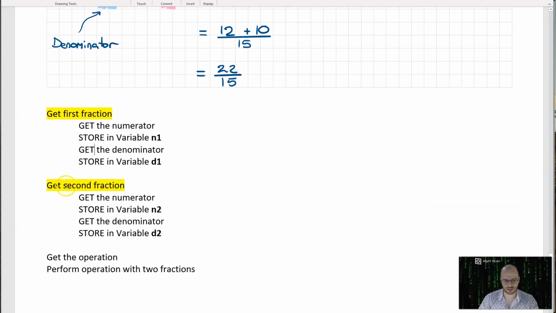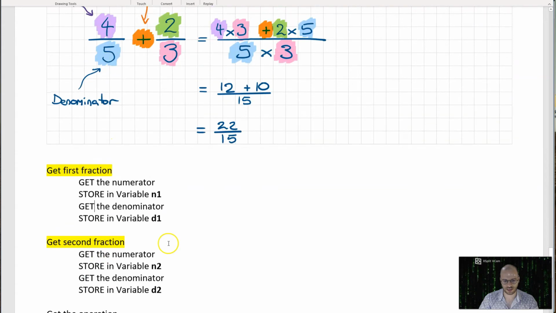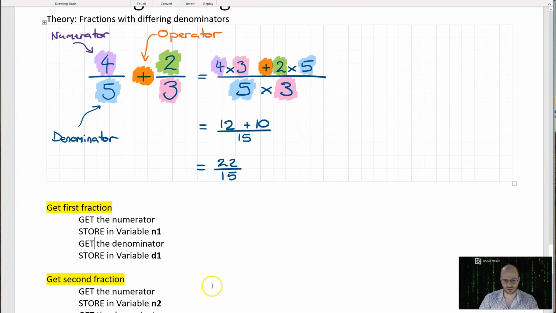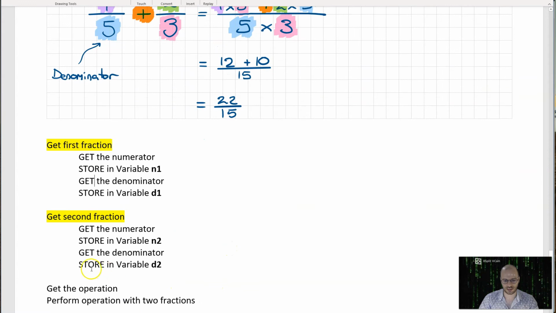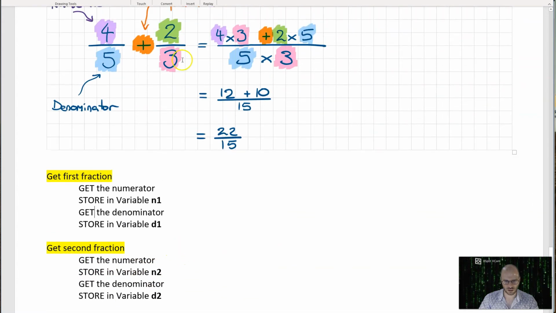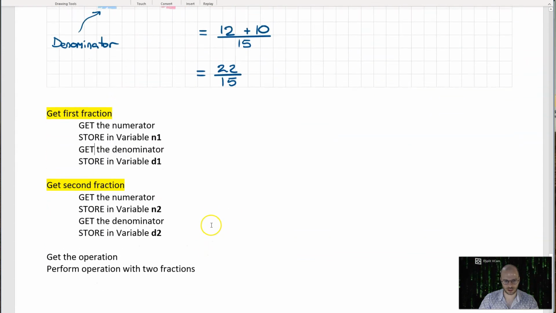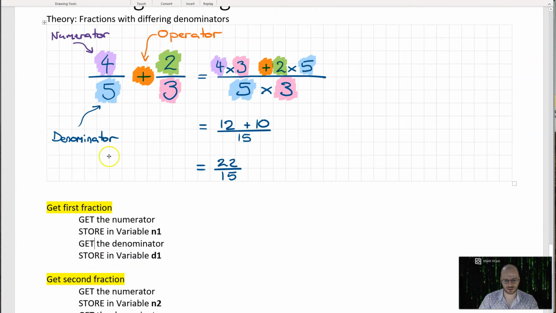Next step, get second fraction, get the numerator, store in n2. So 2 goes down into here. And then get denominator, store in variable d2. I'm going to get this 3 and store it into here. Okay, so this is so far so good. We're able to get both of the fractions.